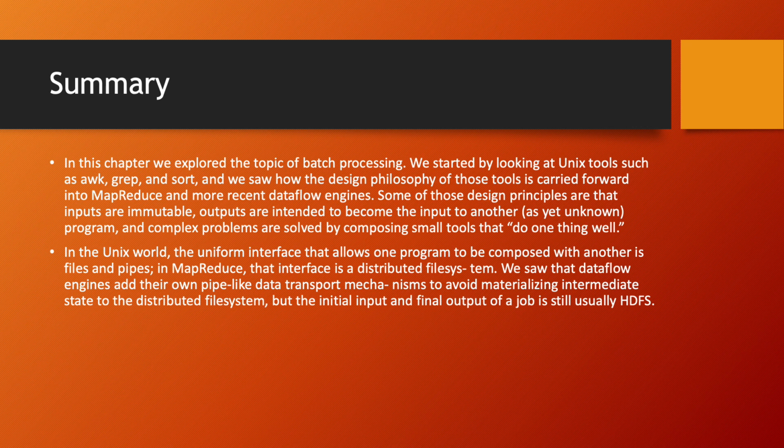In the Unix world, the uniform interface that allows one program to be composed with another is files and pipes. In MapReduce, that interface is a distributed file system. We saw that dataflow engines add their own pipe-like data transport mechanisms to avoid materializing intermediate state to the distributed file system, but the initial input and final output of a job is usually HDFS.